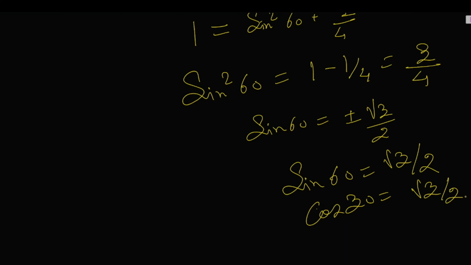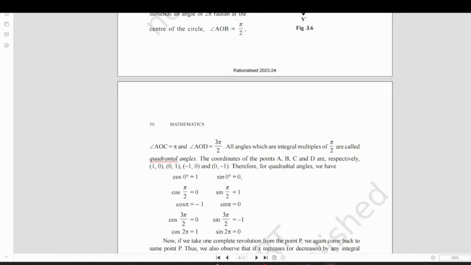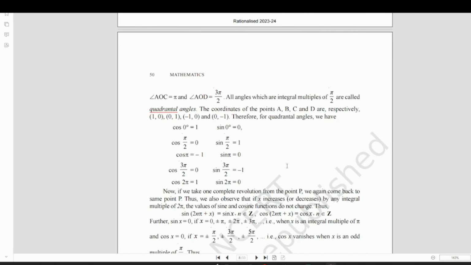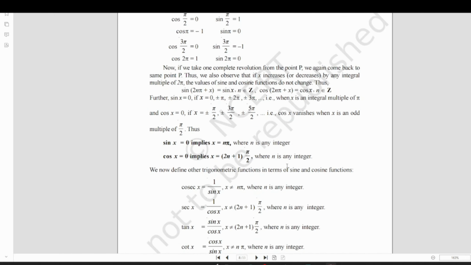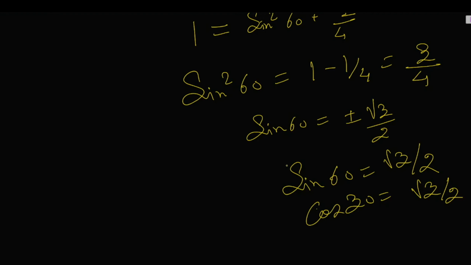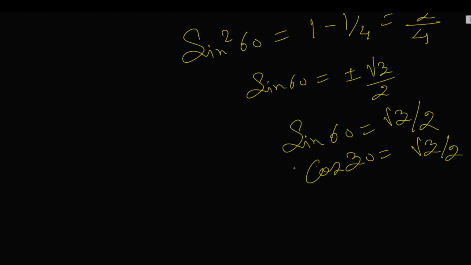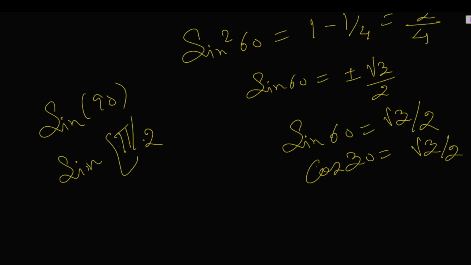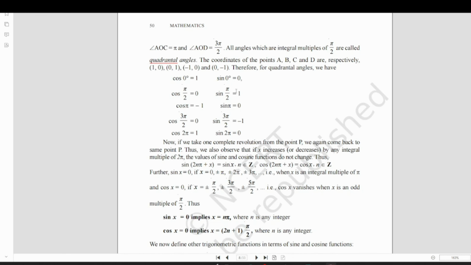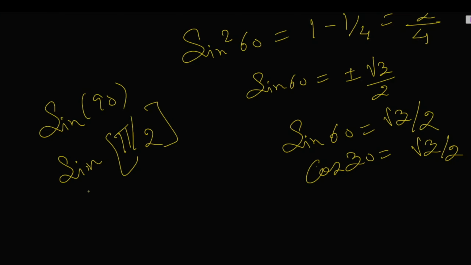So here you can see these values they have established here. This is how it will look like. So now if I have to ask you what is sine 90, what will you say? What is the value of sine 90? So sine 90 is also equal to sine pi by 2, right? Which is shown here. It says sine pi by 2 is equal to 1.